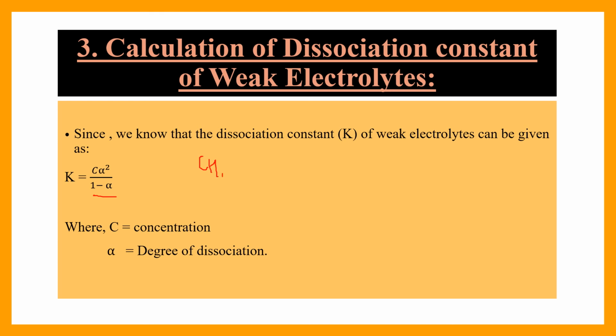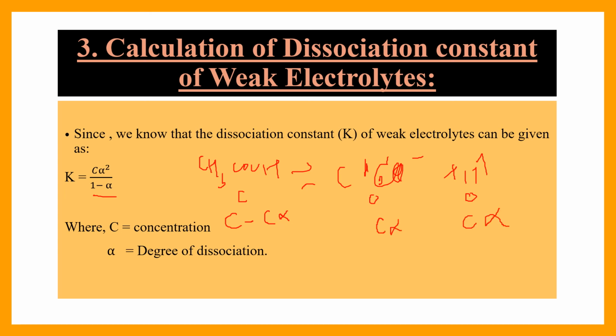Suppose I have a weak electrolyte as CH3COOH, acetic acid. It dissociates into its ions, acetate ion and H positive. Initially, before dissociation, the concentration of acetic acid is C and the concentration of its ions is 0. After dissociation, as the acetic acid gets dissociated, its concentration will decrease by C alpha, so C minus C alpha. Now the concentration of its ions becomes C alpha and C alpha.